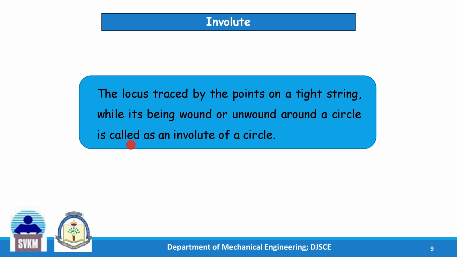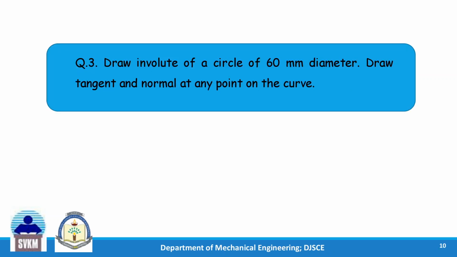And there are different types of involutes. So this is a circle, that's the reason why it is called as involute of a circle. If it is a polygon, then it will be an involute of a polygon. We will only discuss about the procedure to draw involute of a circle. So let us take this example. Draw involute of a circle of 60 mm diameter. Draw tangent and normal at any point on the curve. So let us draw this. Let us see the procedure of drawing the involute.